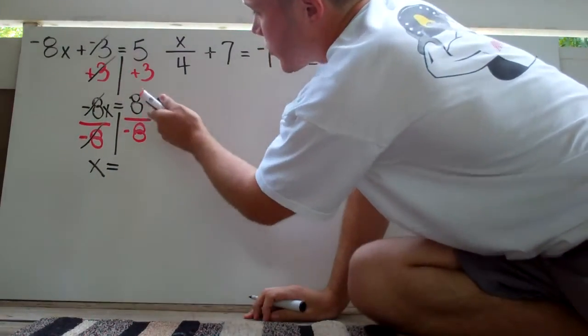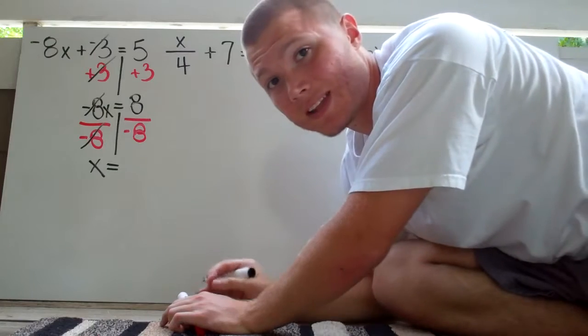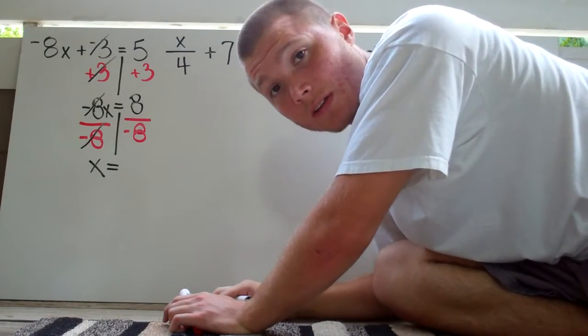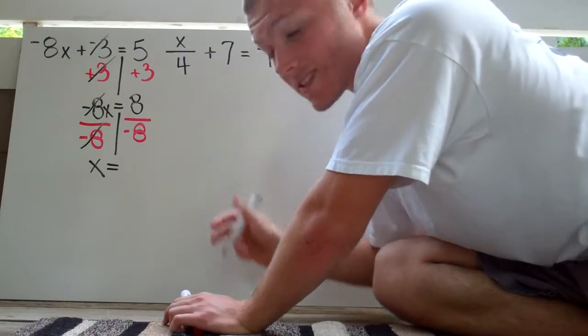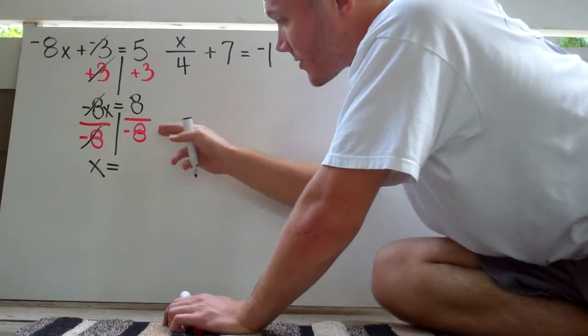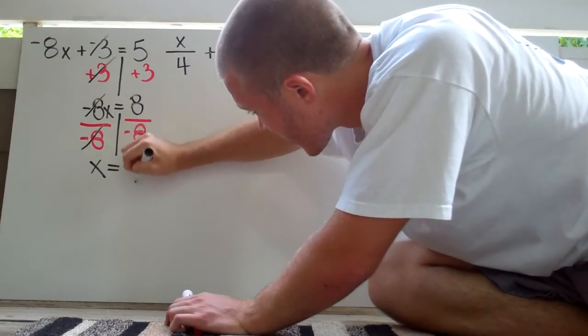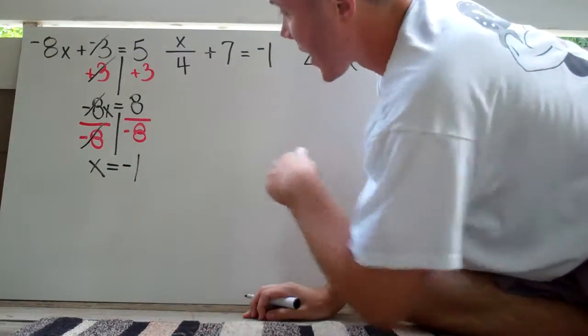Now I've got x equals whatever 8 divided by negative 8 is. Well, 8 divided by 8 I know is 1, but this is a negative 8. Positive divided by a negative is a negative. So my answer is going to be negative 1. Alright, hopefully you got that.